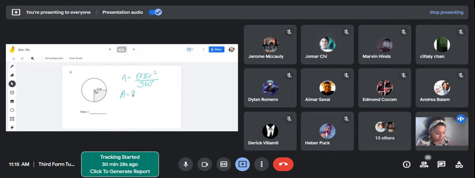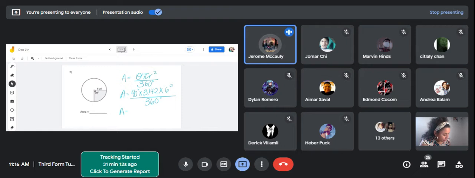90 degrees, very good. What is the value of pi? 3.142, very good. And the radius? 6 yards, so it will be 6 squared, all over 360 degrees. Calculate that and provide an answer. What would be the answer?